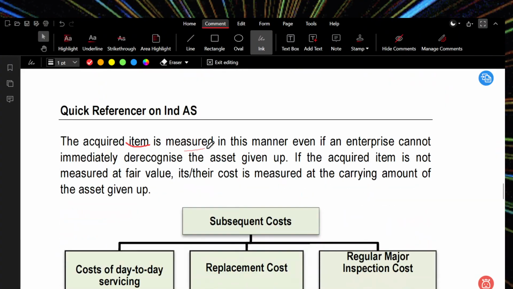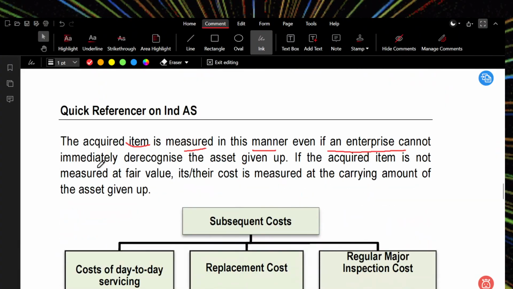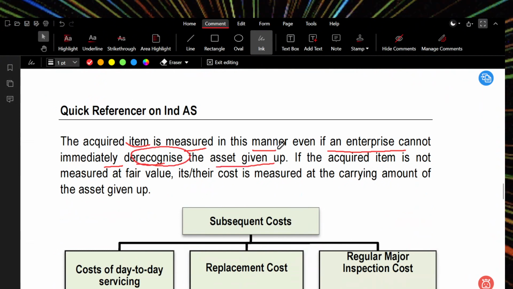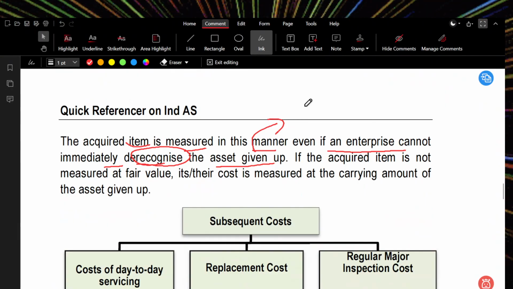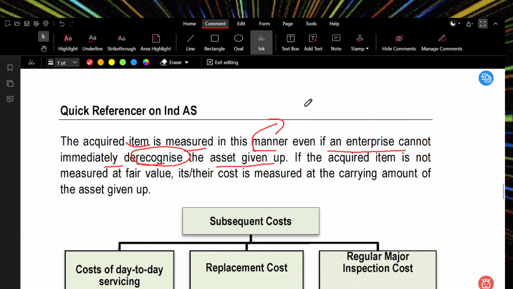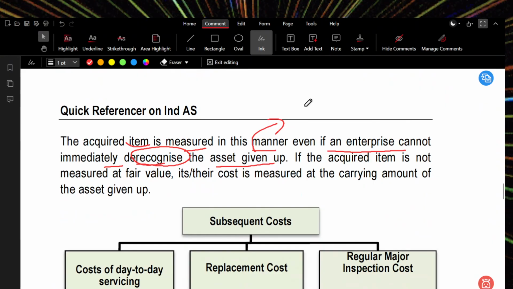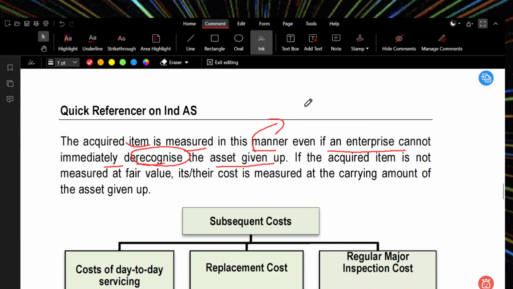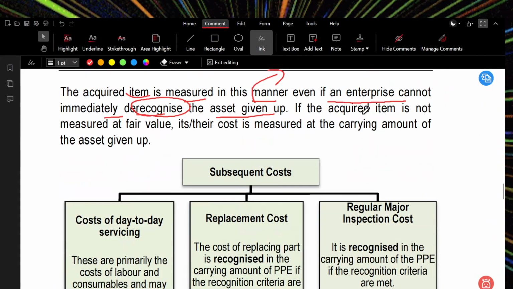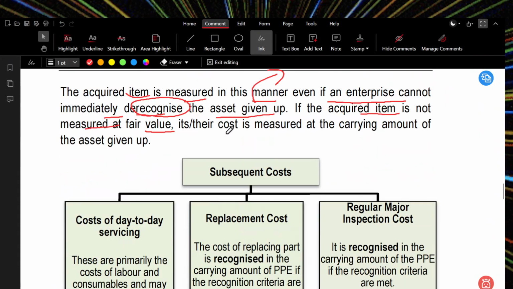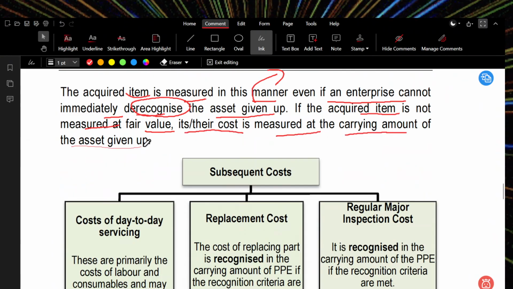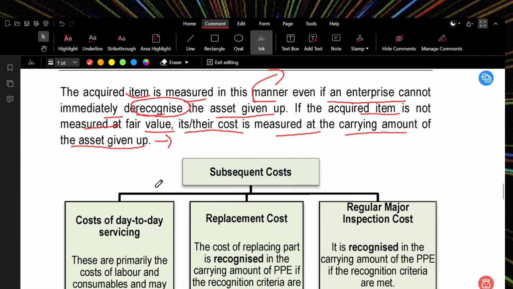The acquired item is measured in the manner even if the enterprise cannot immediately de-recognize the asset given up. So it should be measured in a manner where it cannot immediately be de-recognized. Once recognized as my asset, as per the indicators it should not be de-recognized. In such a way you should consider recognizing it. If the acquired item is not measured at fair value, its cost is measured at the carrying amount of the asset given up.